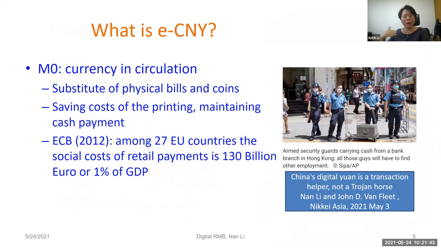So, before we talk more about the outlook, or when the China digital currency will be implemented in China, let's first look at the major characteristics of the CNY, or digital RMB. The first important nature of the digital RMB is also the important nature which should hold for any central bank digital currency. That is, this is a part of M0 for any country. It is the currency in circulation which provides the function of medium of exchange.